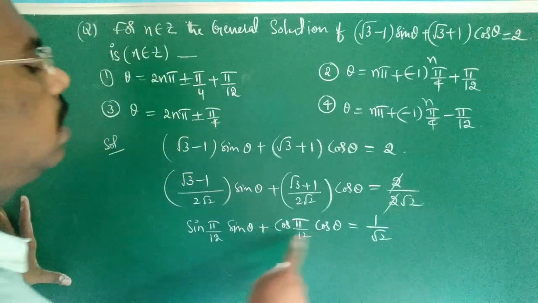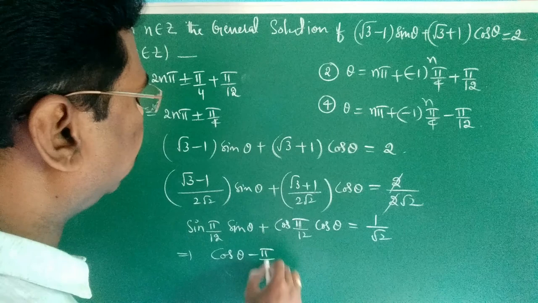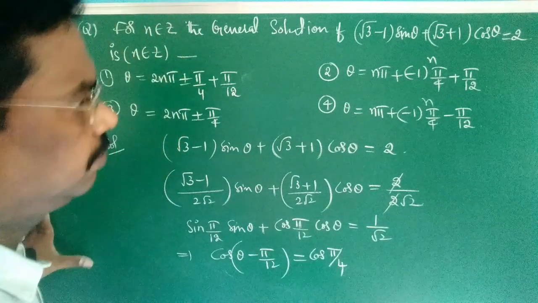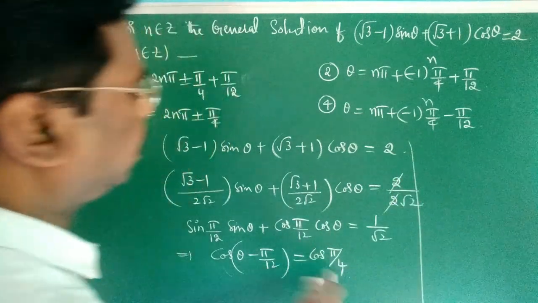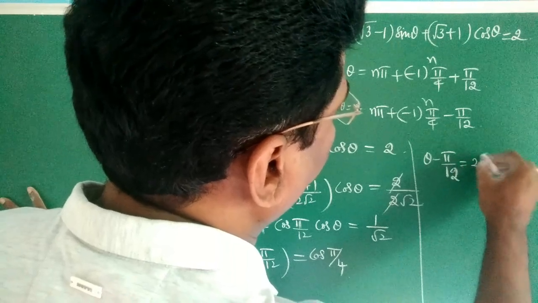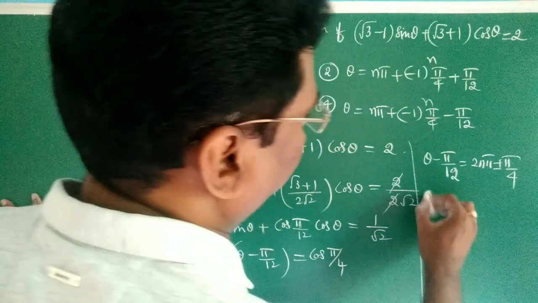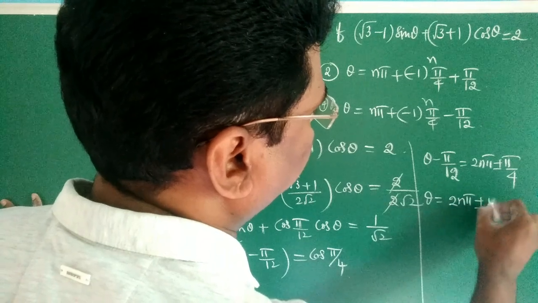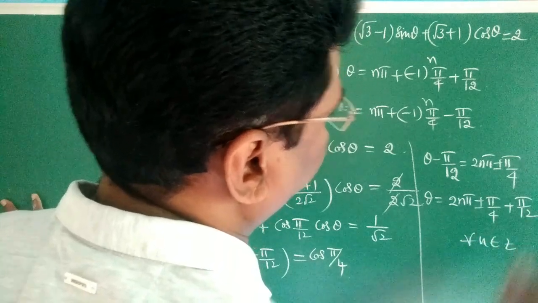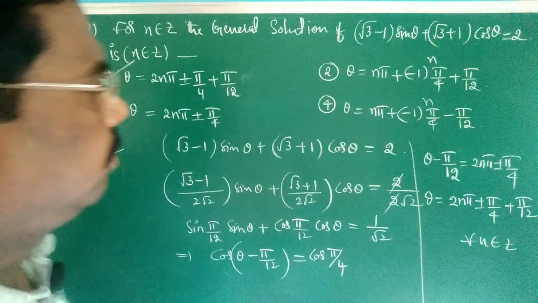Now cos A cos B + sin A sin B = cos(A − B). Now cos(θ − π/12) = cos π/4, cos 45°. Now here cos θ = cos α, the general solution is θ − π/12 = 2nπ ± α, meaning π/4. Now θ = 2nπ ± π/4 + π/12 for all n belongs to Z. Option 1 is the correct one.